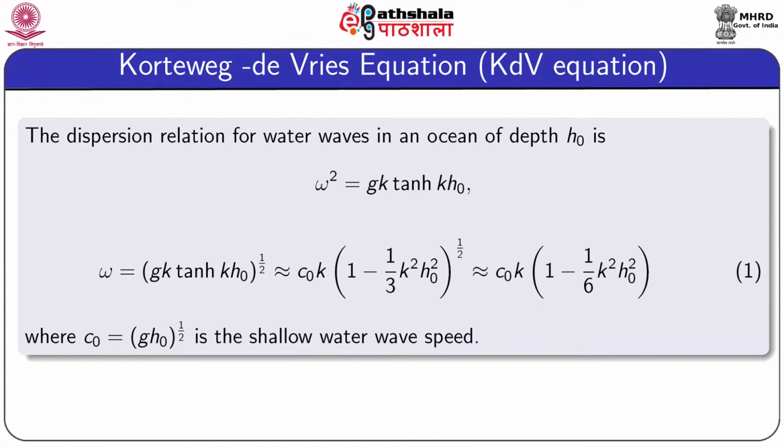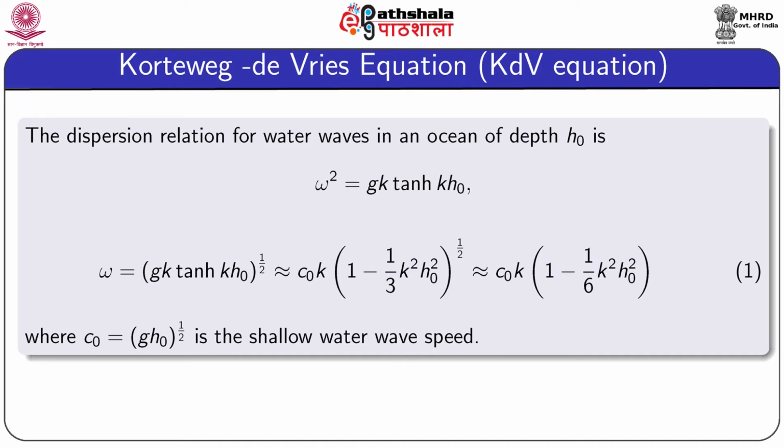First, I shall introduce the KdV equation, which is the short form of the Korteweg-de Vries equation. First, we shall start with the dispersion relation for water waves in an ocean of depth h0, which is given by omega squared equals g k tanh(k h0), where h0 is the depth of the ocean, omega is the frequency of the wave, and k is the wave number.